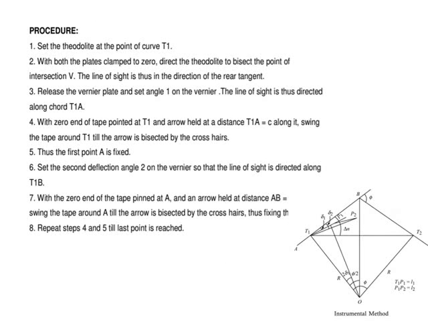So the procedure is explained again here. Set the theodolite at point T1, both plates to 0 degree and 180 degree, and direct the telescope towards the point B. The line of sight is thus the direction of the rear tangent. Release the vernier plate and set the angle delta 1 on the vernier, so the line of sight is directed along T1A. With the 0 end of the tape at T1, the point A is marked, thus the point A is fixed. Set the second deflection angle on the vernier so that the line of sight is directed along T1B. With the 0 end of the tape pinned at A and the length equal to the standard chord length, swing the tape around A till the arrow is bisected by the crosshair, thus fixing the second point. Repeat the procedure till we reach the last point.